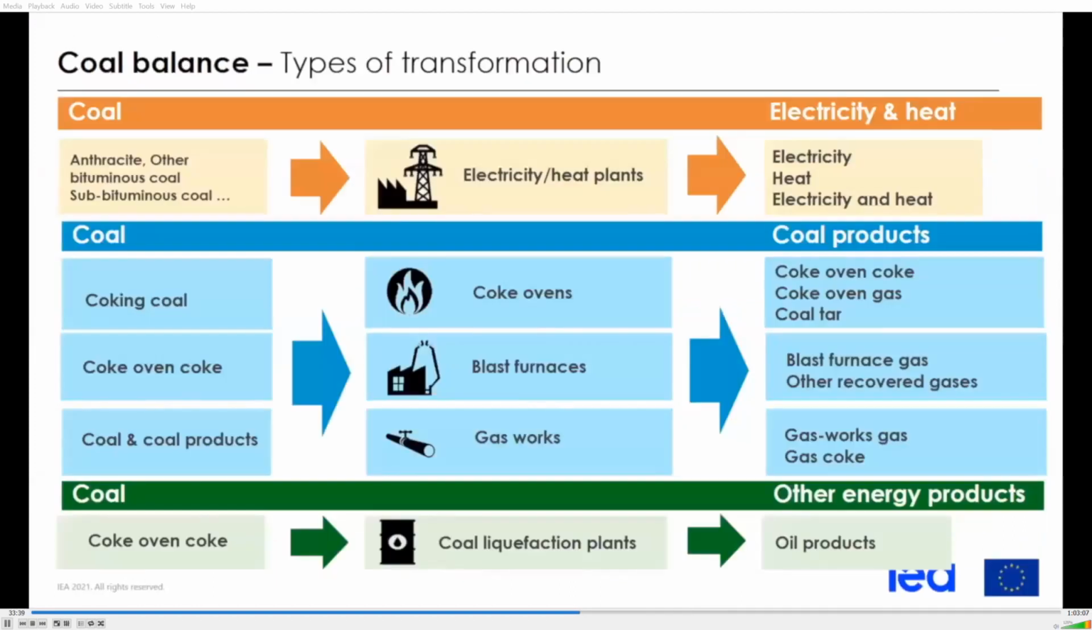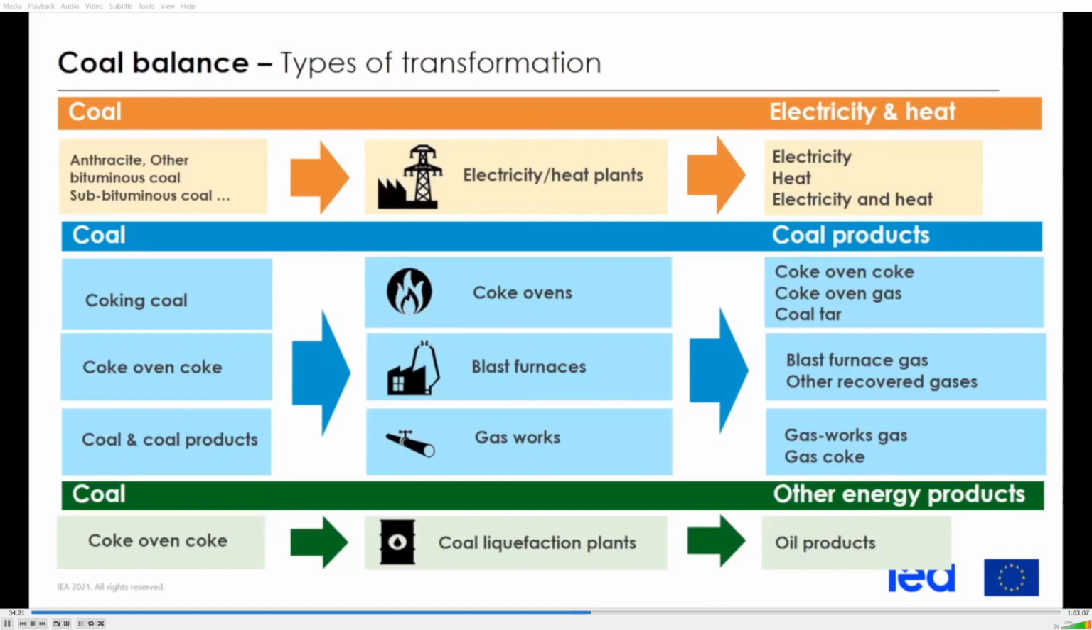Coal balance: we talk now, finally, about transformations. It's almost the same setup as for natural gas. You would have coal consumed in electricity and heat plants to generate those two energy commodities. Then you would have the consumption of coal within various industries, such as coke ovens to create coke oven coke, those products being used in blast furnaces for metallurgical activities. And finally, you can have some coal used in gas works to generate gas works gas and gas coke.